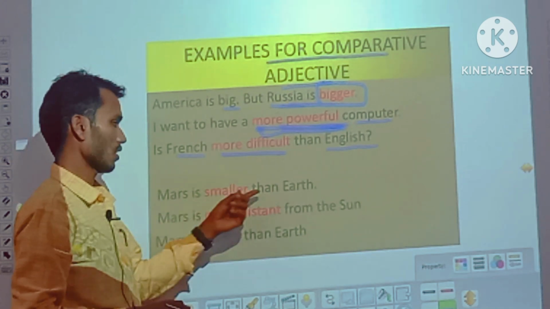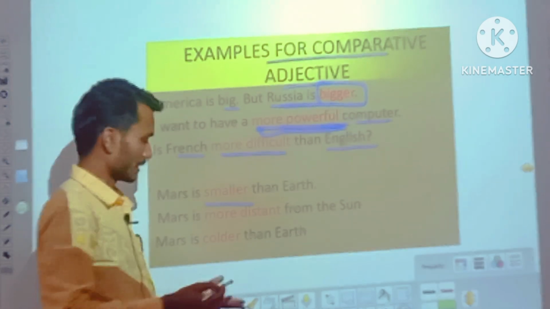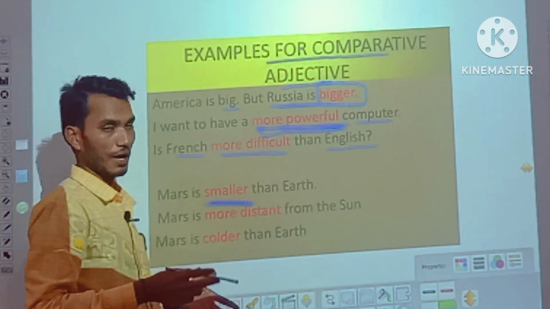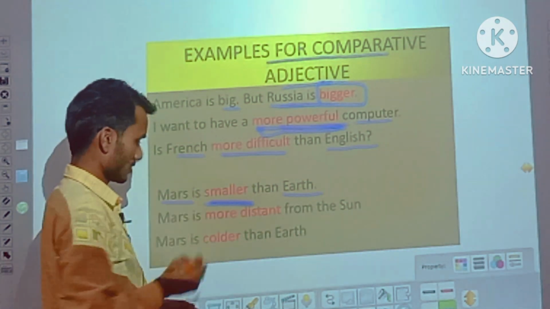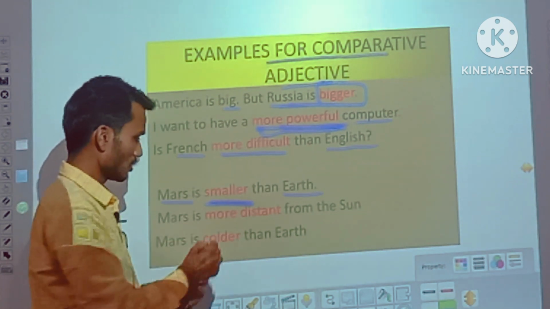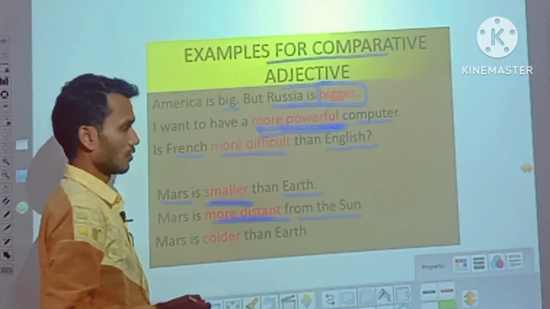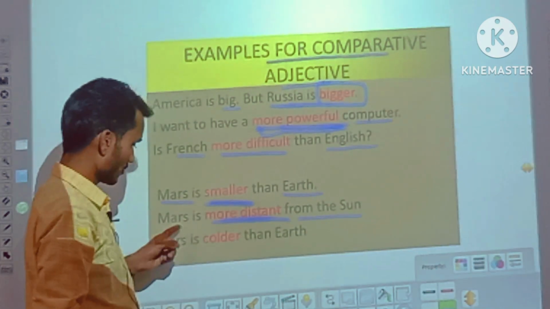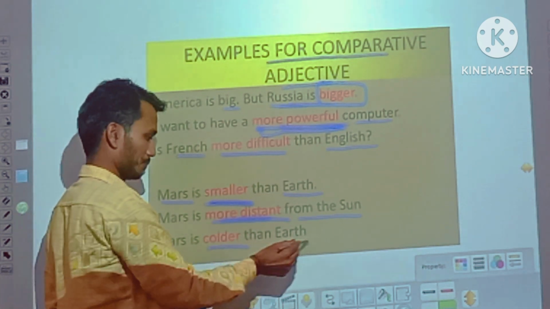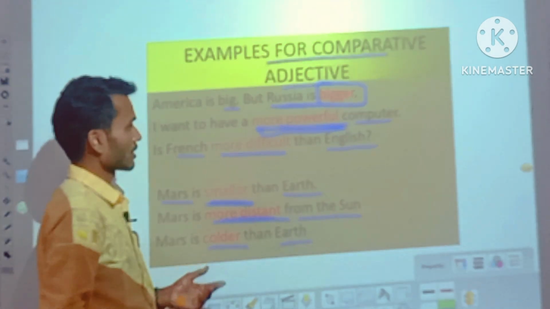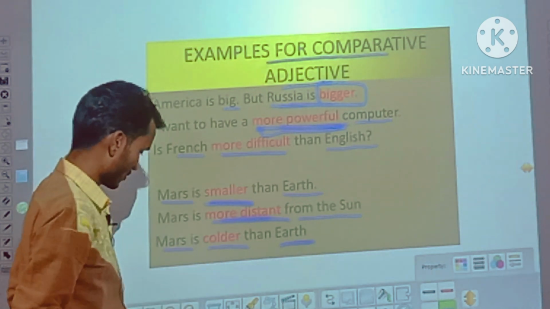Mars is smaller than Earth. Here smaller is a comparative adjective which compares Earth and Mars. Then, Mars is more distant from the Sun. Here more distant compares the Sun and Mars. Then, Mars is colder than Earth. Colder is a comparative adjective which compares Earth and Mars.